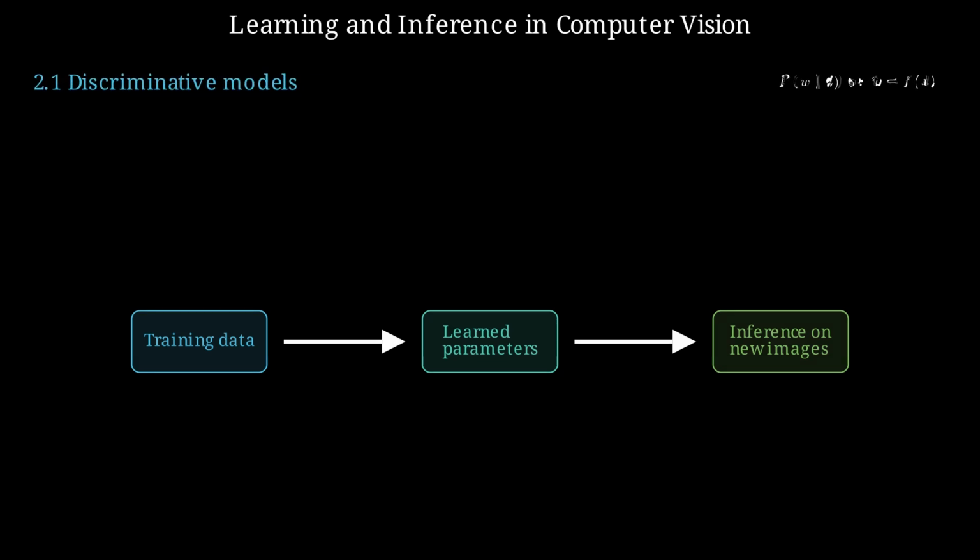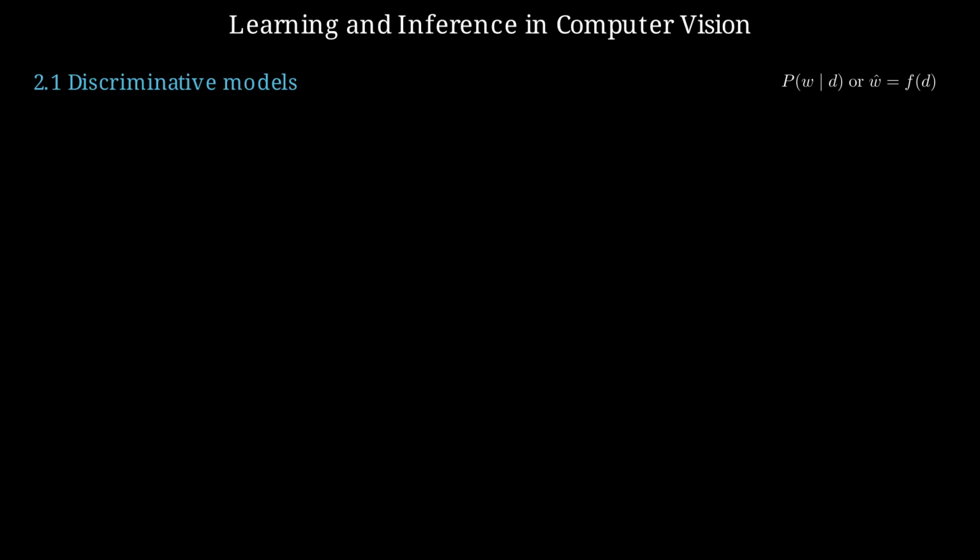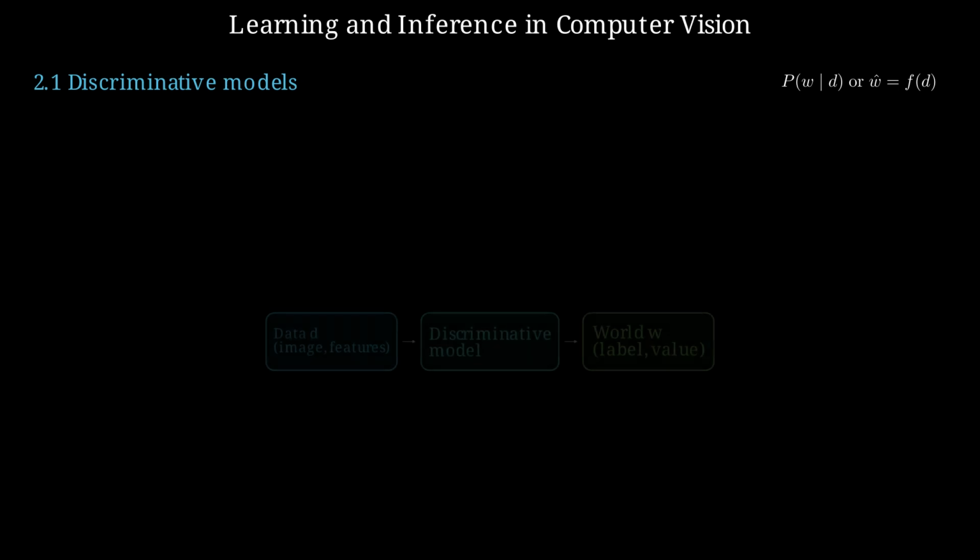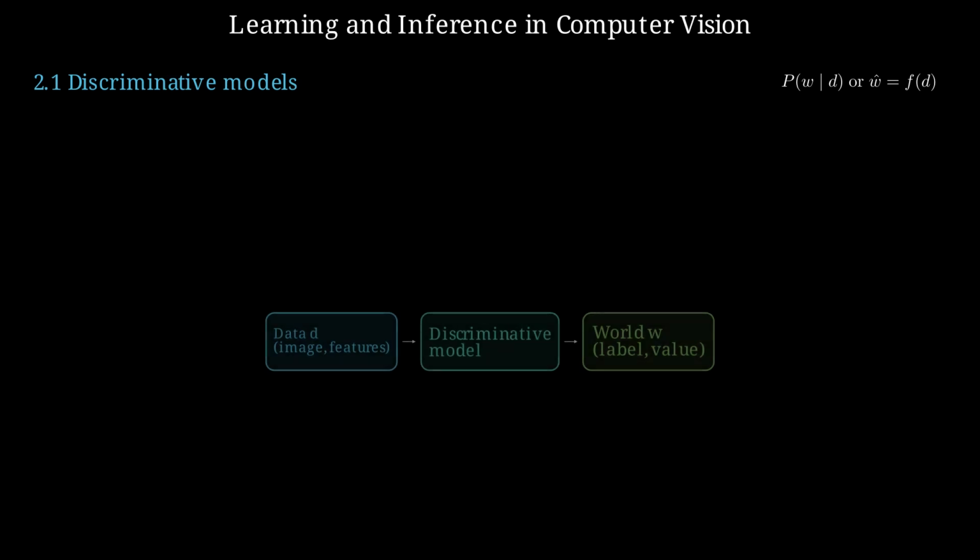Section 2: Types of Model. The central modeling fork is which probability distribution to learn. Discriminative models target the contingency of the world on the data, P of W given D, or equivalently a direct function W hat equals F of D. They never attempt to model how images are formed. Instead, they learn the mapping or decision rule that best predicts labels or continuous targets from features. In classification, this is the posterior over labels. In regression, it is the conditional mean or median of the target given inputs.